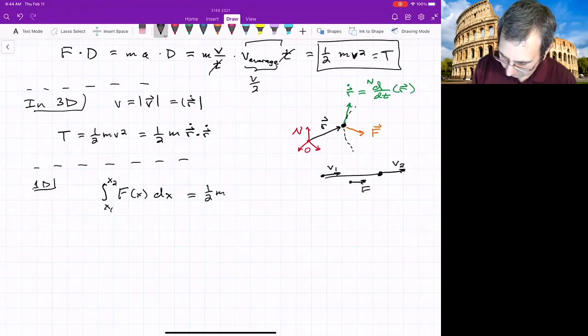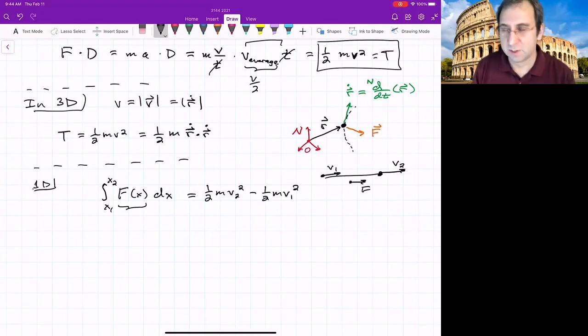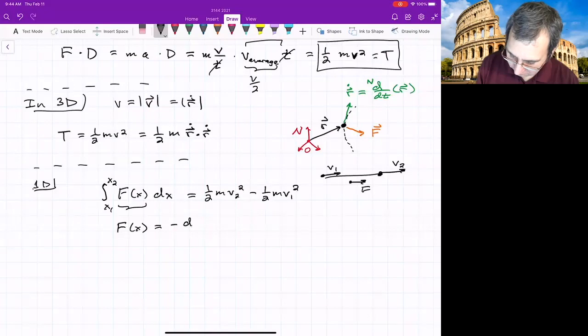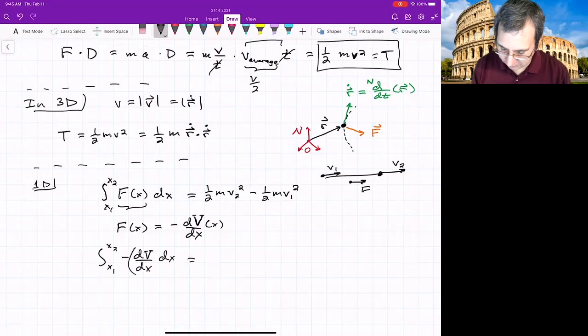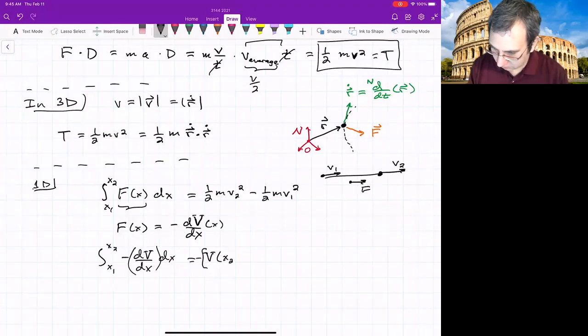This will be 1/2 mv2 squared minus 1/2 mv1 squared. Often the forces that we'll deal with will be conservative, meaning this force can be written as the negative derivative of a potential energy. I'm going to call that capital V. Which means, plug that in here, we have negative dV/dx dx. And this, again by the fundamental theorem of calculus, is just the potential energy. We've got a minus in front of the potential energy at x2 minus the potential energy at x1.